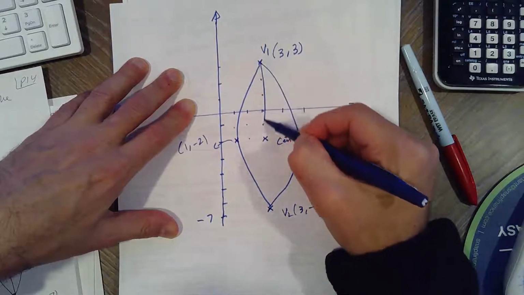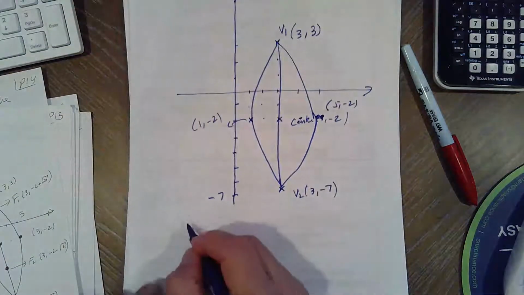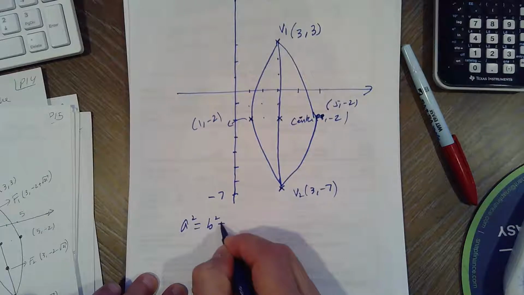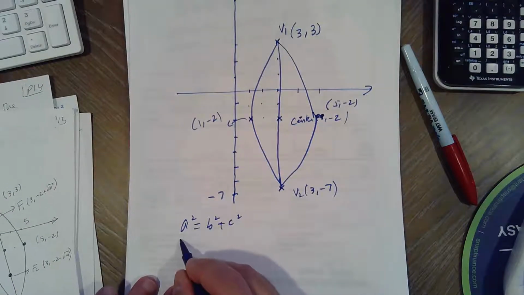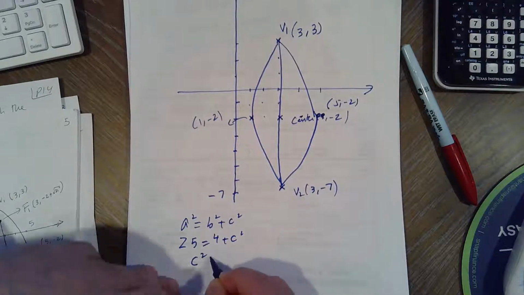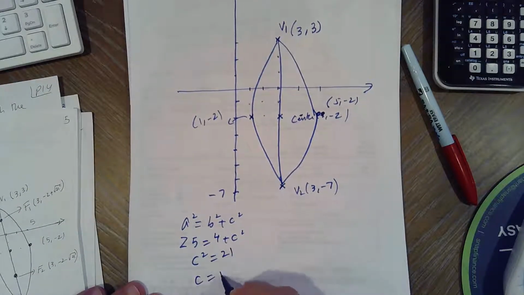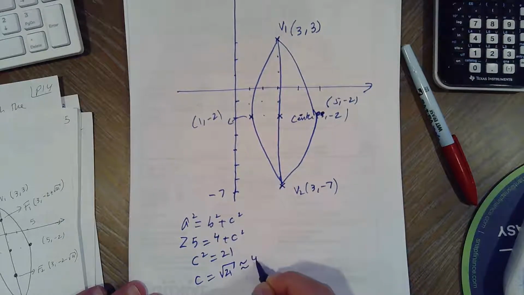This is the major axis. Now we need the foci. Find the foci: a squared equals b squared plus c squared. A squared is 25, b squared is 4. C squared is 21. So c is the square root of 21, roughly 4.5.